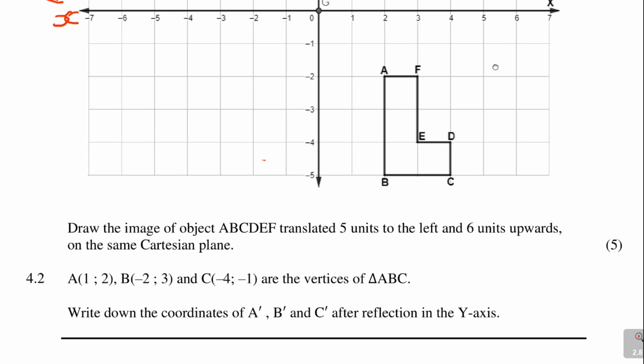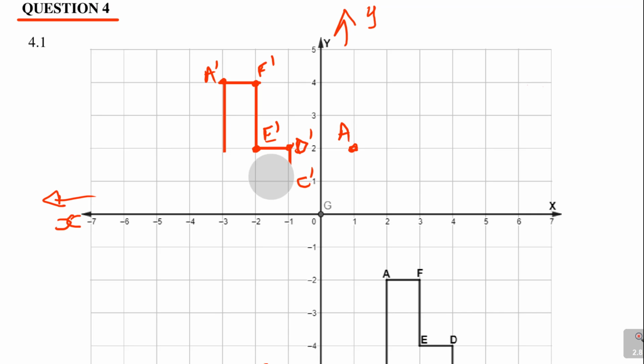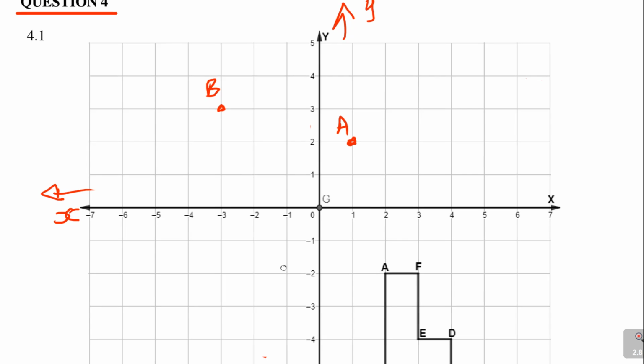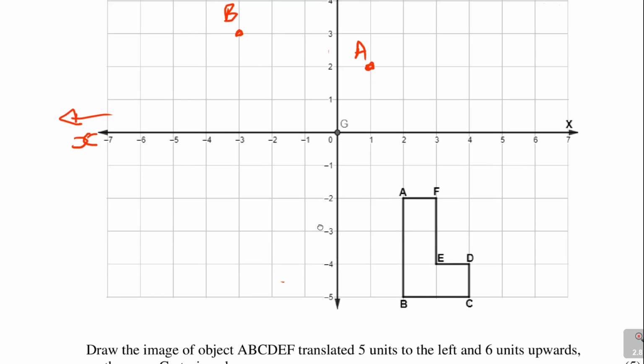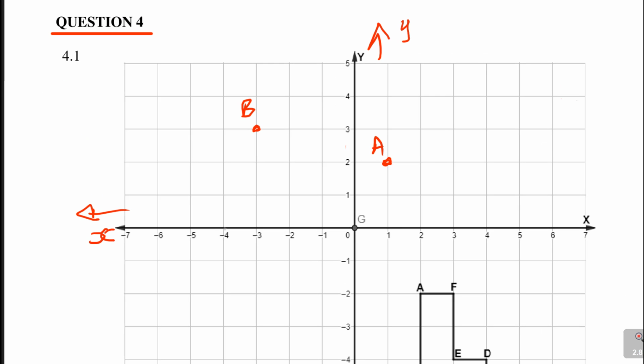B is minus 2, 3. So I want to erase this now because there is that part. B is minus 2 and 3. It's coming out well. Alright, and what is C? C is minus 4, minus 1. Yes, it did come out well. There it is, this. So if you connect these points, it's a triangle. You see that? I'm just borrowing this. You didn't need to do this. I just want to show you how it will look like.